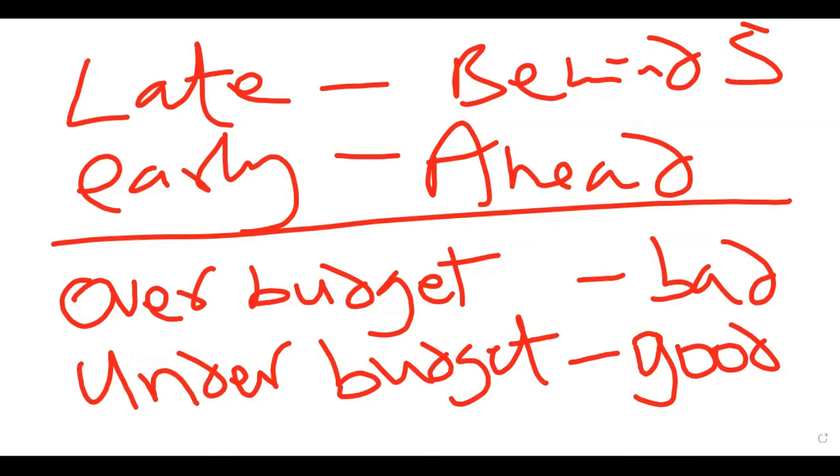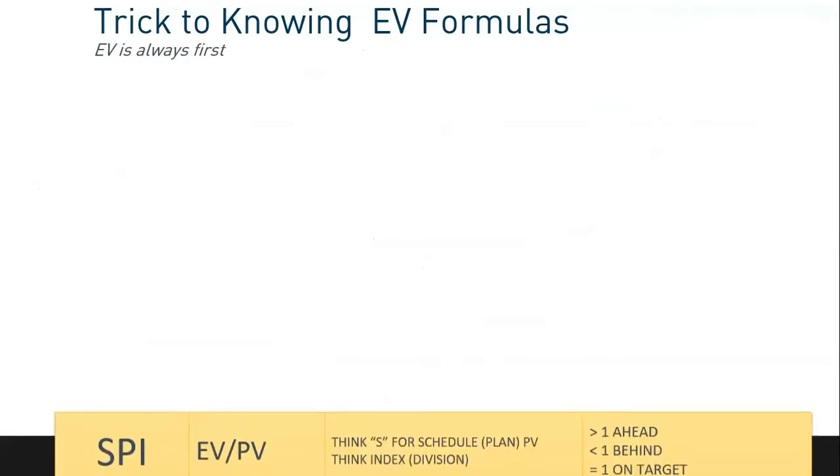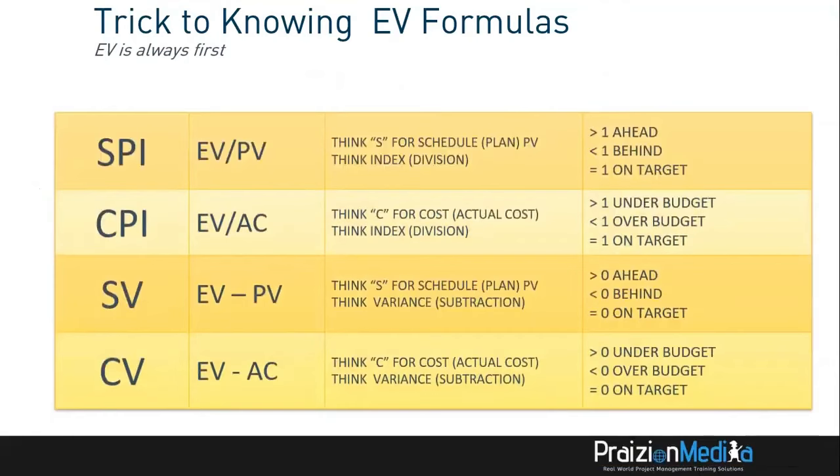But the PMI isn't going into the minutia of how much over budget or under budget you are. You're over budget, you're over budget. You're under budget, you're under budget. So right here, we can see what SPI, CPI, SV, and CV numbers should be thought of as. On the far right of the screen, I'm just going to put a box around it. If you're greater than 1, you're ahead, less than 1 behind, equal to 1 on target. Same thing with these: under budget, over budget, on target.